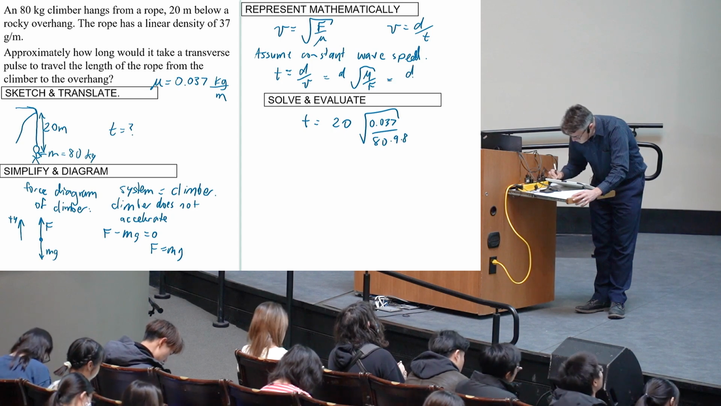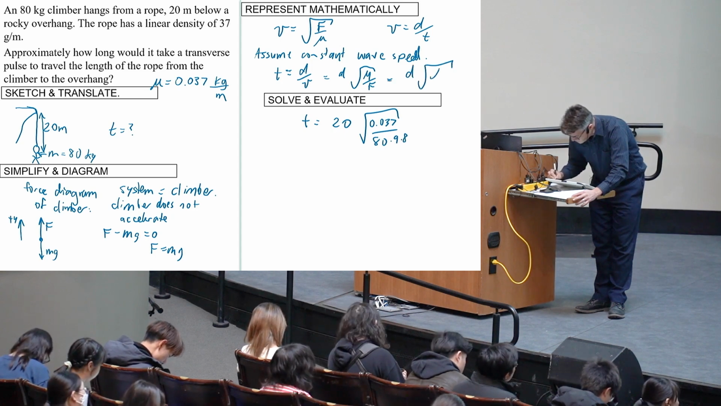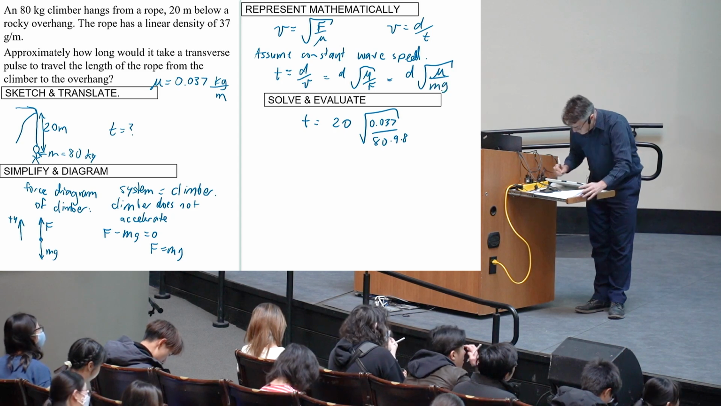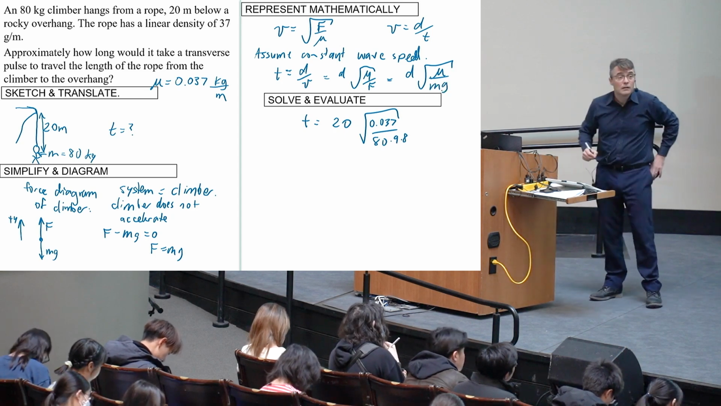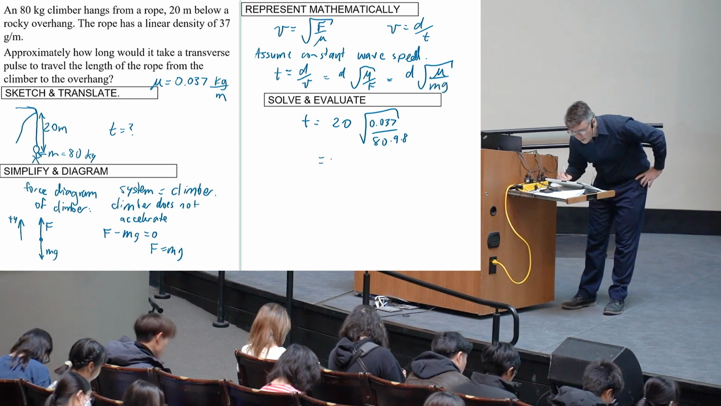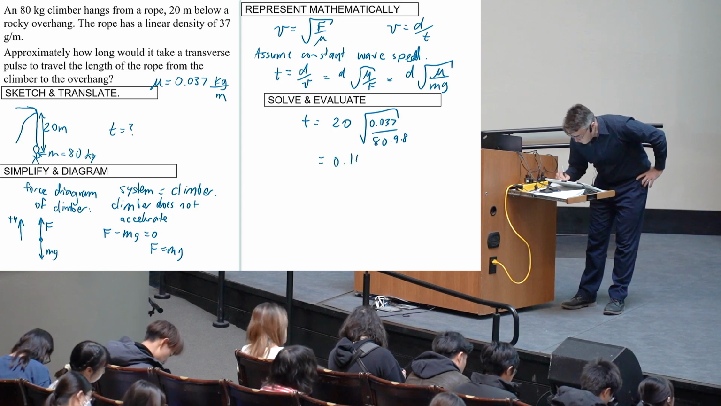So if we want to list all the things we know: d, mg. Okay, and so I plug those into my calculator and I got 0.14 seconds.